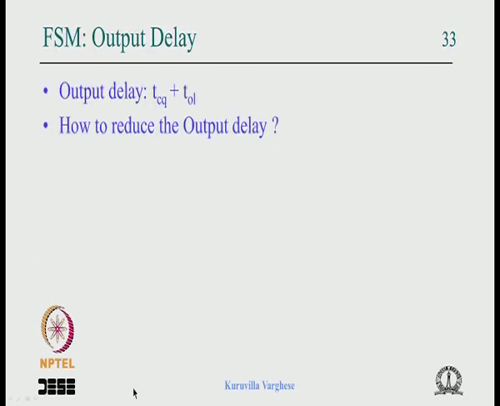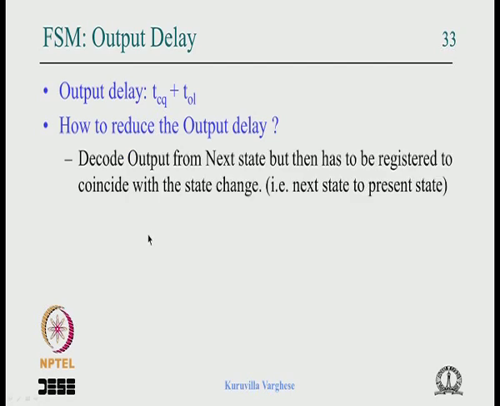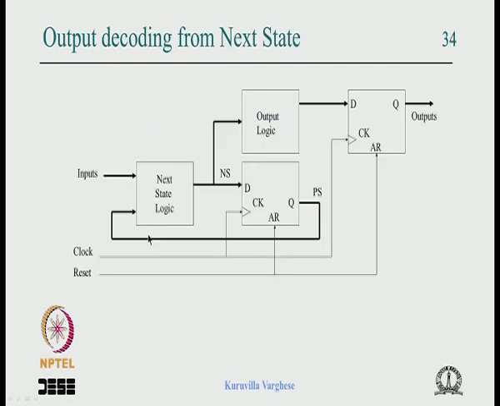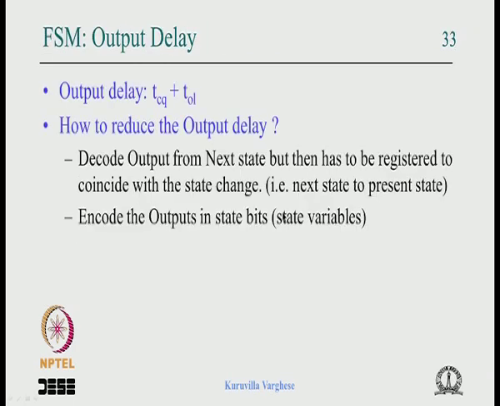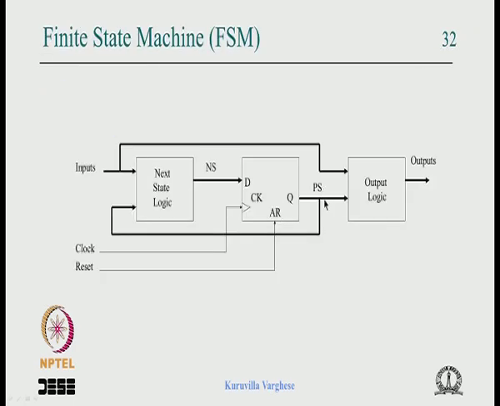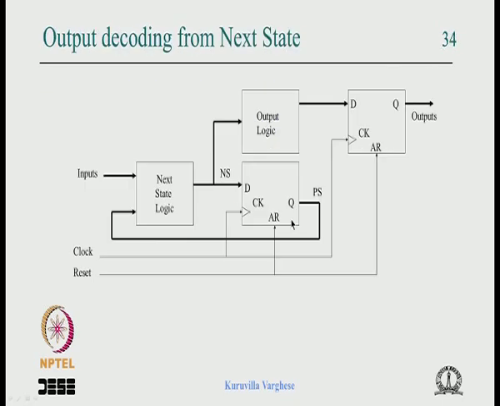Our aim was to reduce the output delay, and these are the two techniques: output decoding from the next state. In the normal course we decode the present state to generate the output. Our idea is to put the output logic here, followed by a set of flip flops, so that when the clock comes you get the output along with the present state. So the only output delay is TCQ. That is how we have put it.